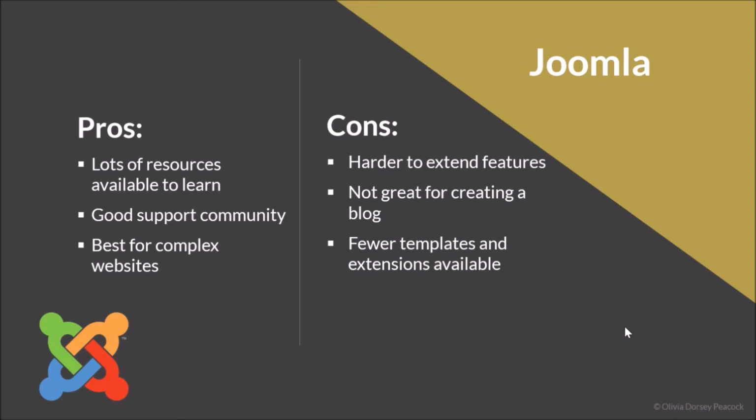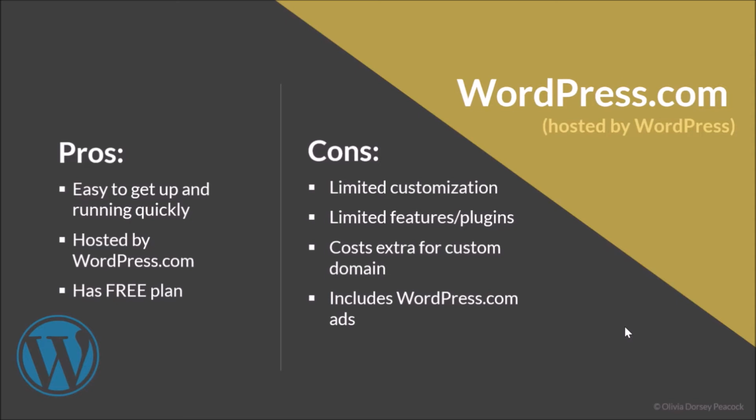It's also harder to extend some of the features in Joomla, and there tend to be fewer templates and fewer extensions available to help extend those features. Now, WordPress I've split into 2 different kinds of sections. So you have WordPress.com, which is hosted by WordPress, and you have WordPress.org, which is self-hosted, meaning that you would need to purchase hosting from a hosting provider to have WordPress.